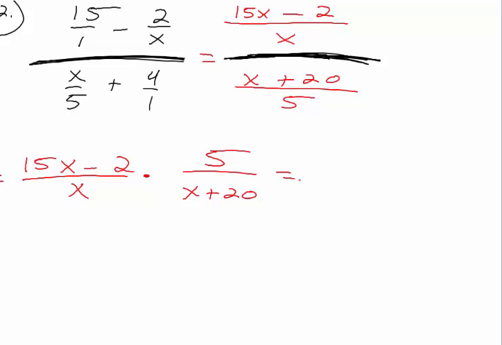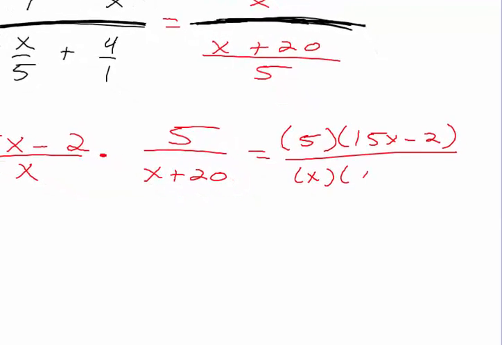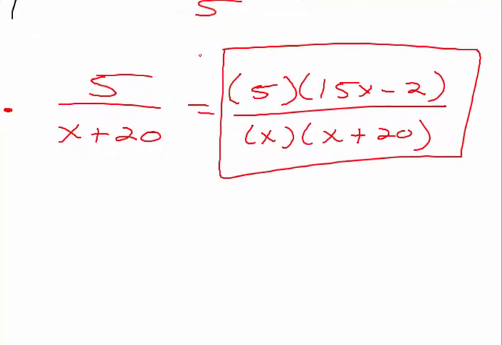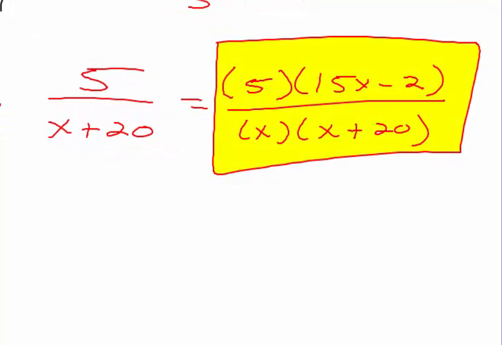Now I want to try to factor. 15x minus 2, can that get any smaller? 5, can that get any smaller? x, can that get any smaller? x plus 20, can that get any smaller? So your answer is 5 times 15x minus 2 all over x times x plus 20. I'm not going to make you recombine all of this. And that's 32. So 32 is actually the easier one compared to 28, which was a monster.